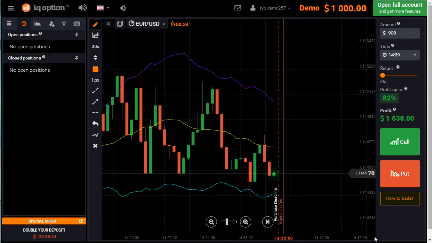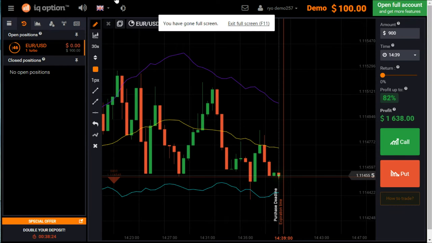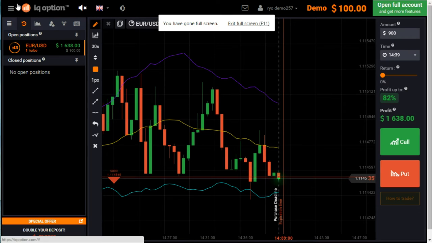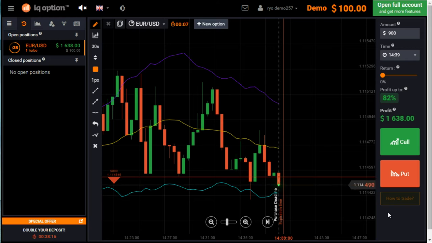Hi everyone, today's demo is slightly different from yesterday's demo. Yesterday I was using a slow and steady chart. Today's chart is pretty fast and quite jumpy, so it's kind of difficult to predict where it's gonna end up in the last 30 seconds before expiry time.